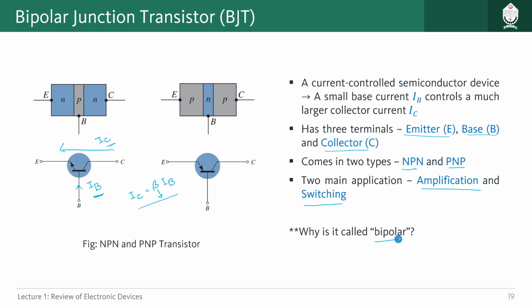Now one question to you: why is it called a bipolar junction transistor? Because current flow is happening because of 2 different kinds of carriers or charges, which are holes and electrons. Holes and electrons both constitute the current flow in this device. That's why this is called bipolar.